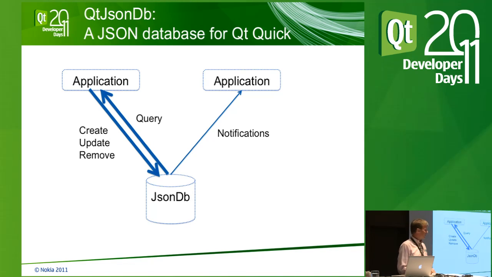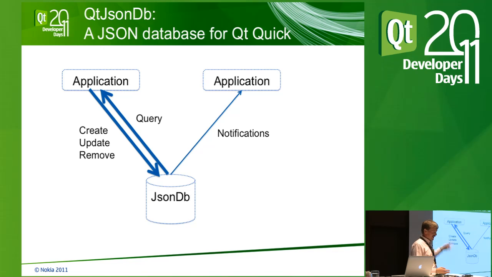So in terms of structure, JasonDB, it is a server-oriented thing. I shouldn't say server-oriented. There is a JasonDB process. Applications talk to it. It takes care of the storage. It takes care of notifications. Applications create, update, remove. It's a NoSQL database. They query for objects. I guess that's variations. They get objects.